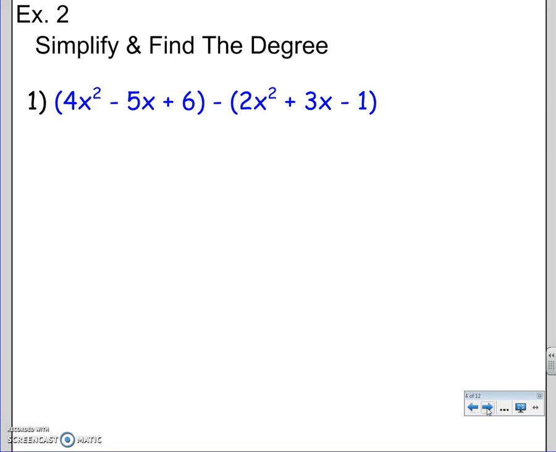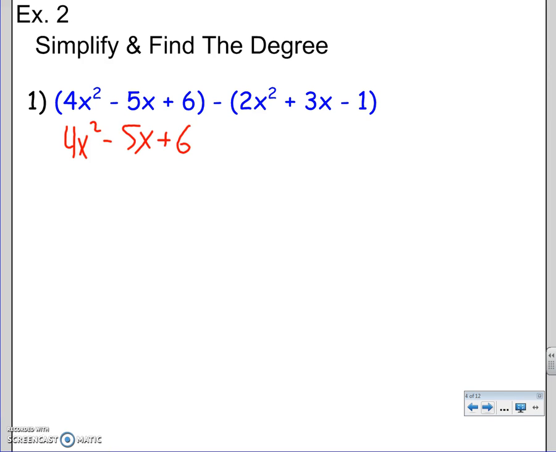All right. Simplify and find the degree. This is old. Do you know how to combine like terms? Make sure you know when to multiply and when to add or subtract. Well, this is a subtraction problem. So do the parentheses matter? The first one does not. So I just drop them.